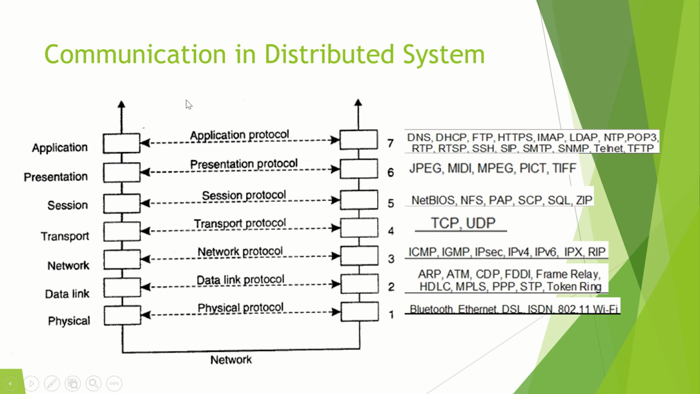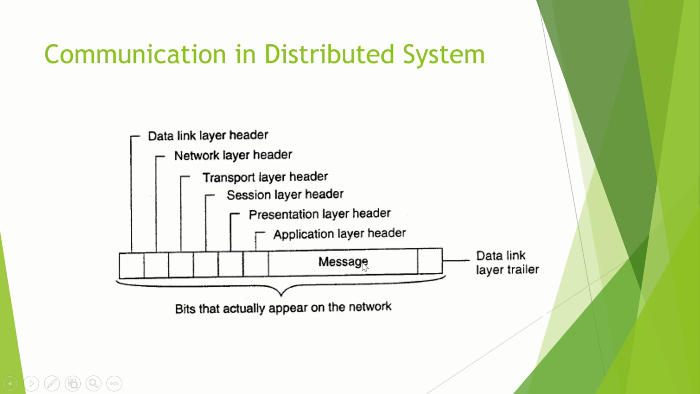So this is a communication distributed system. This is basically the OSI 7 layers stack, what we call it: application, presentation, session, transport, network, data link, physical. This is the OSI 7 layers. And you have bits that actually appear on the network.